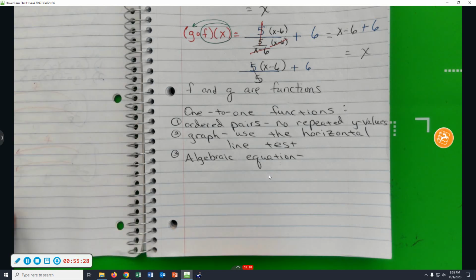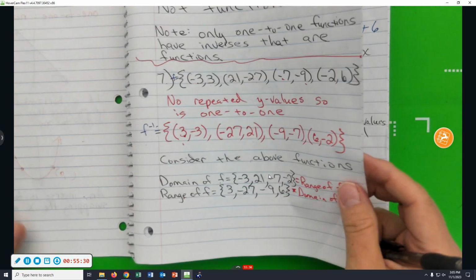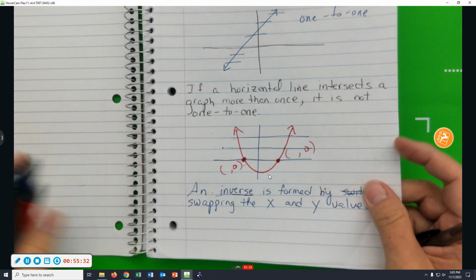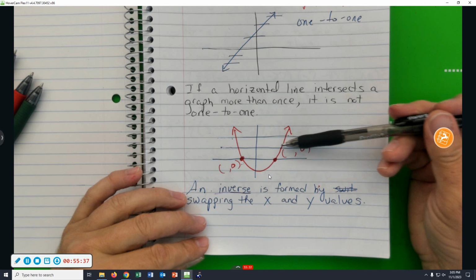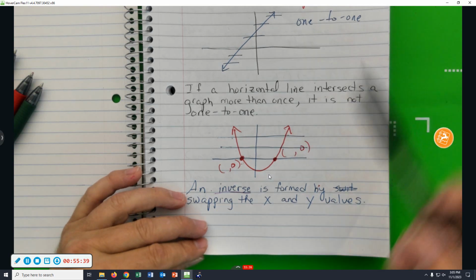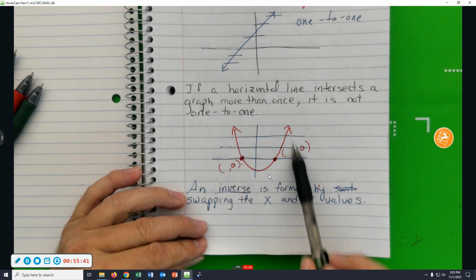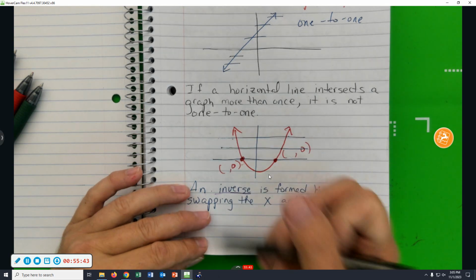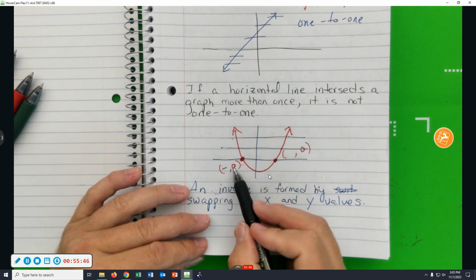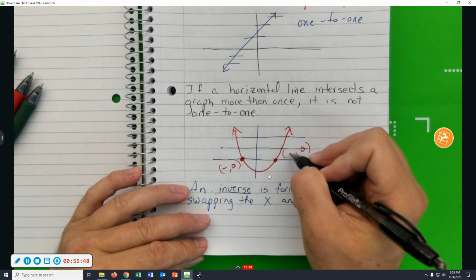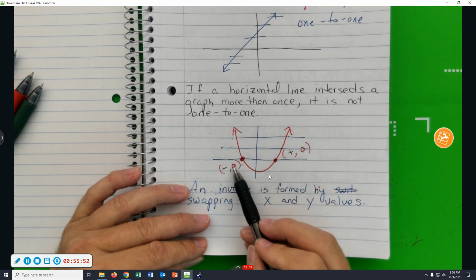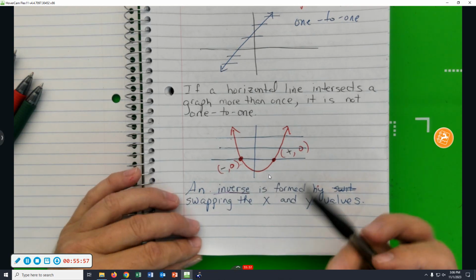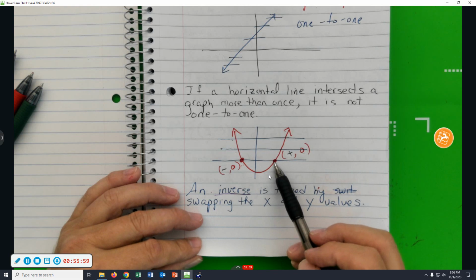So let's see. There was a little picture Tony drew. Here's one right here. This function right here, it was not one-to-one. Do you agree? Remember, it was a parabola opening upward. Here you had a negative x and 0 for y. Here you had a positive x and 0 for y. So you had two different ordered pairs with the same y coordinate.